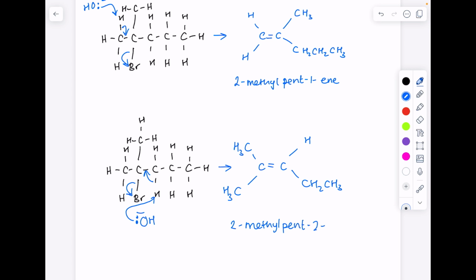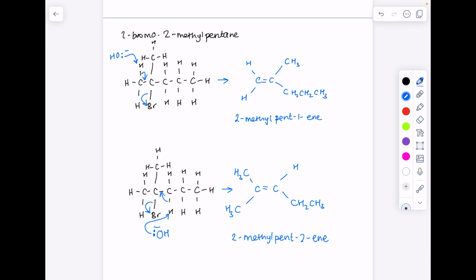Do draw that full displayed formula if you're not sure how I'm naming that. We can see what's happened here is that because our halogenoalkane was asymmetric, a mixture of products can be produced depending on which hydrogen is removed. And don't forget that our conditions here are hot and ethanolic.